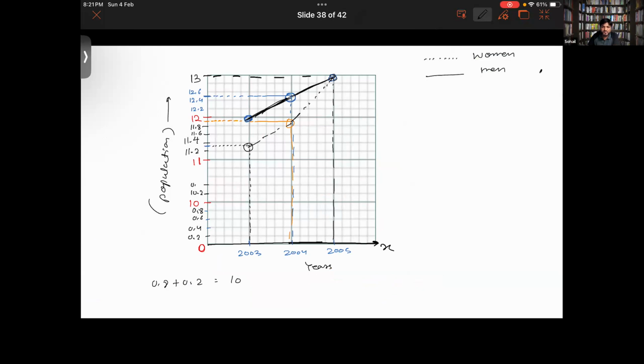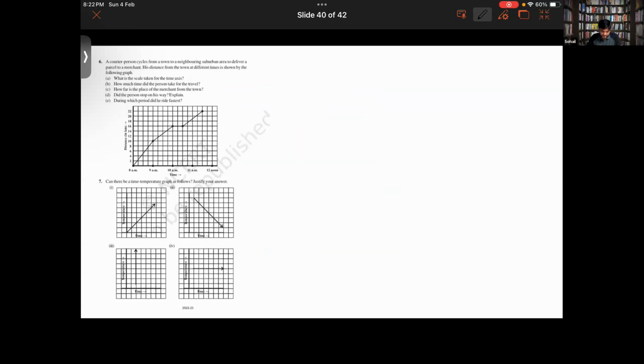In which year are both the men and women having the same population? In which year? 13. 2005, because both of the lines are meeting at the same point, corresponding to the same value 13 on the y-axis. Hope everyone is getting these questions. Moaz, you getting it? Okay. Look at question number 6.